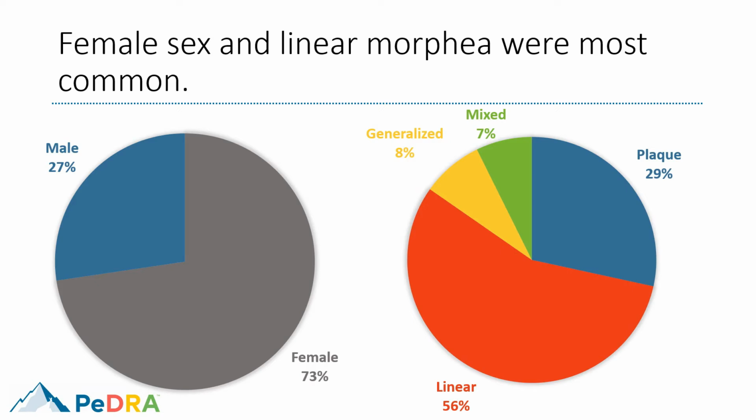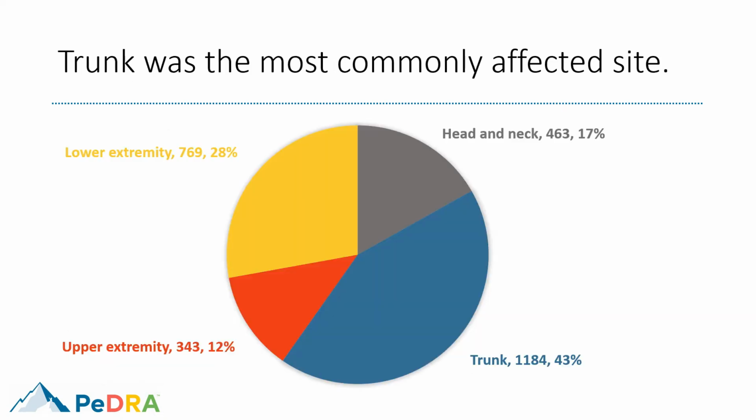was more common, that girls tend to have morphea more commonly than boys, and this is well known in other studies as well. And that also in childhood onset morphea, linear morphea was the most common. And again, we knew this from prior studies. We did find in the study that the trunk was the most commonly affected site, that about 43% of lesions were found on the trunk, compared to 28% on a lower extremity, 12% on an upper extremity, and 17% on the head and neck.